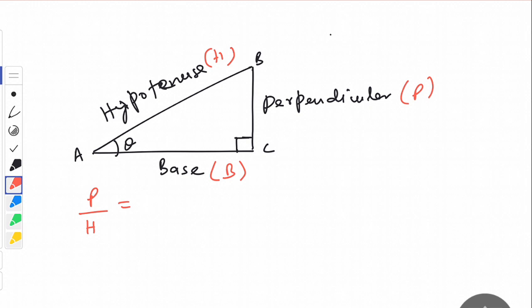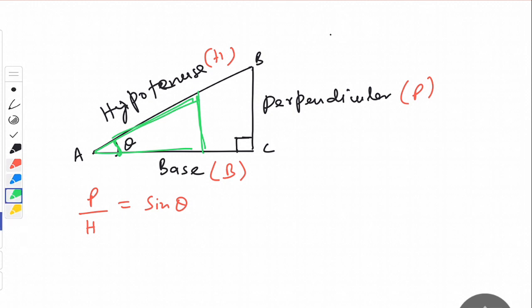Why is it called sine of theta? See, this ratio, perpendicular upon hypotenuse, depends only upon this angle theta. Let me illustrate this. This is not a maths class, so I'm not going into a lot of detail, but I want to give you some idea. Let's say I took this green triangle. In both the triangles, the green triangle as well as the black triangle, the angle theta is the same.